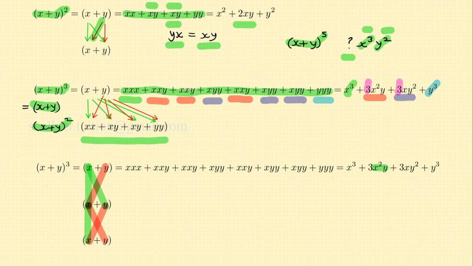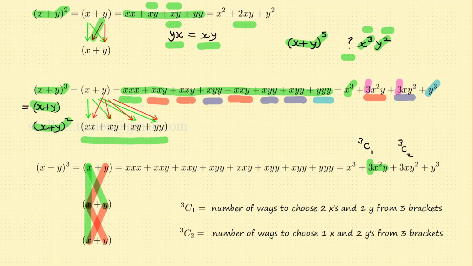There is no other way in which we could produce an x squared y term with 2 x's and 1 y. Now, the 3 in front of the x squared y term is called 3c1, and we can now see that 3c1 is counting the number of ways in which we can choose 2 x's and 1 y from 3 brackets, where each bracket contains x plus y.